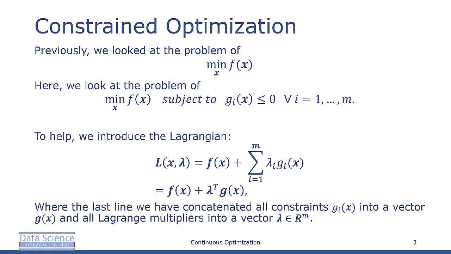That is, for real valued functions g sub i, we consider the constrained optimization problem of minimizing f of x subject to g_i of x less than or equal to 0 for i going from 1 to m.